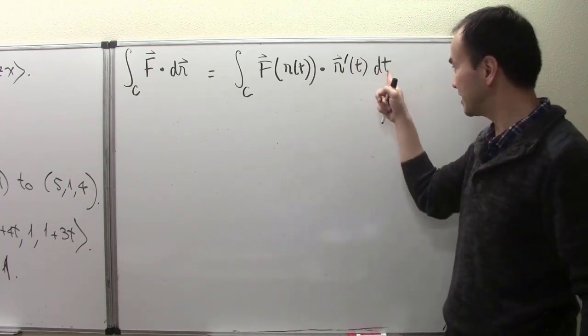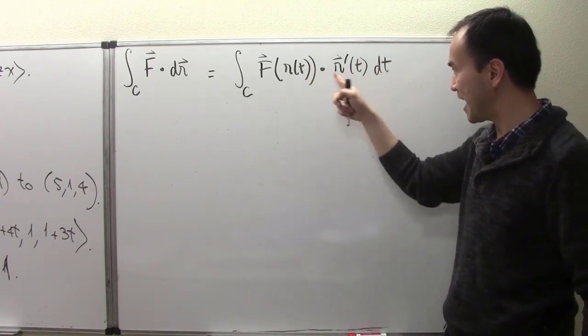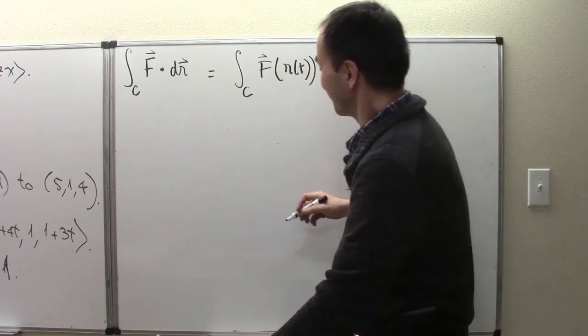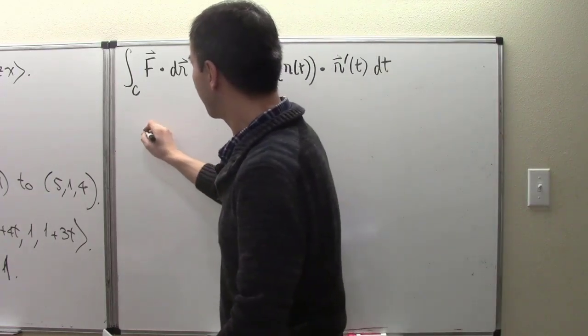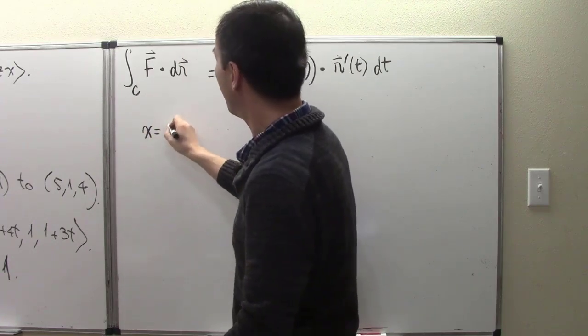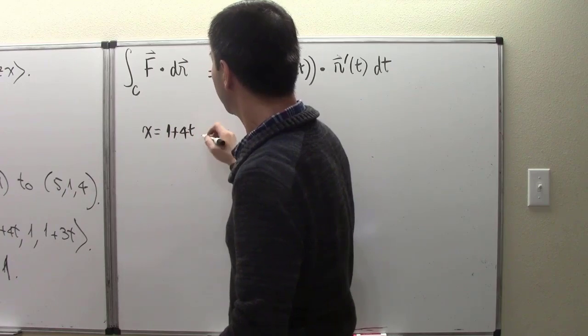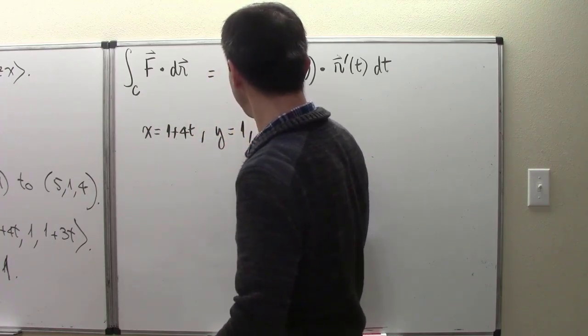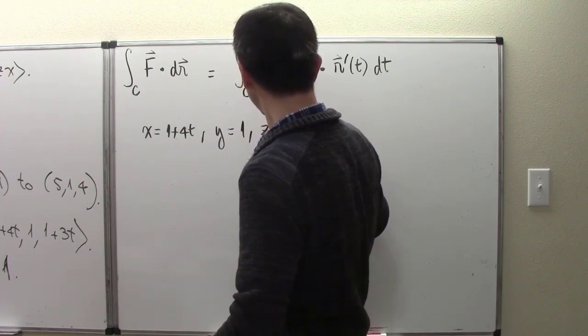R prime of t times dt. So we have all the information we need right here. Recall that x of t is 1 plus 4t, y of t is 1, and z of t equals 1 plus 3t.